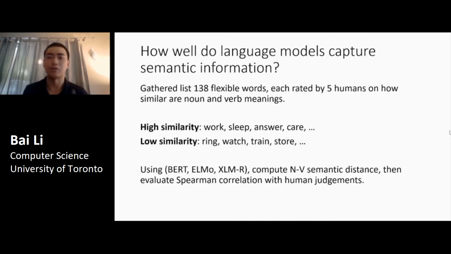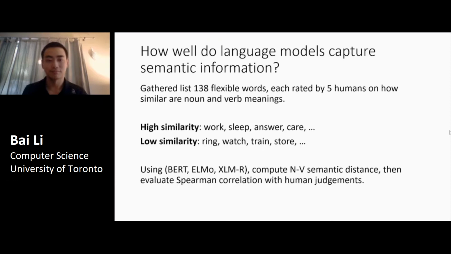And then we use Spearman correlation to evaluate how similar they are to the human judgments. So if they're similar, then we can trust them to calculate our semantic variation for our purposes.